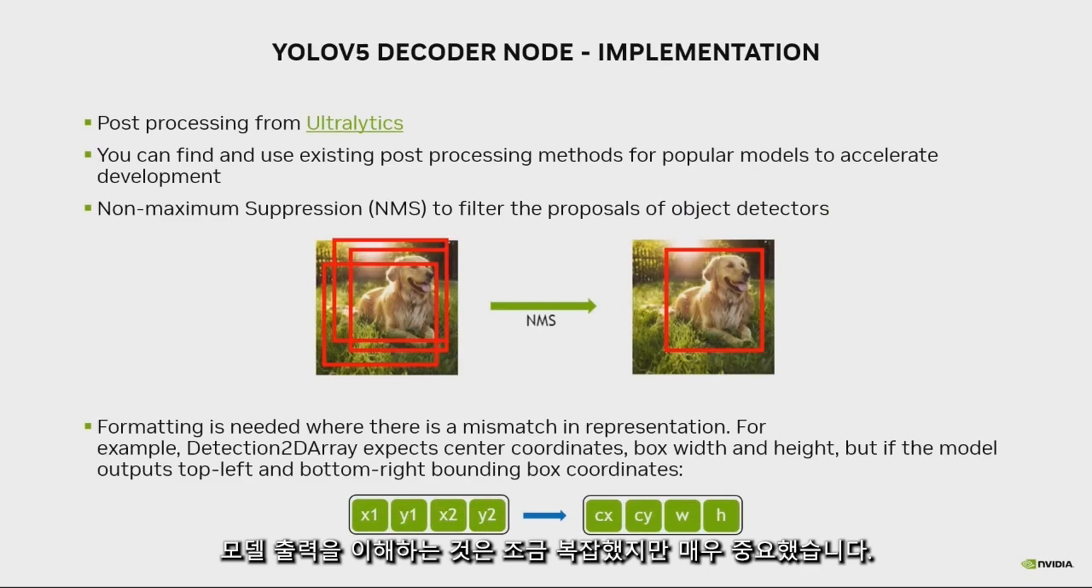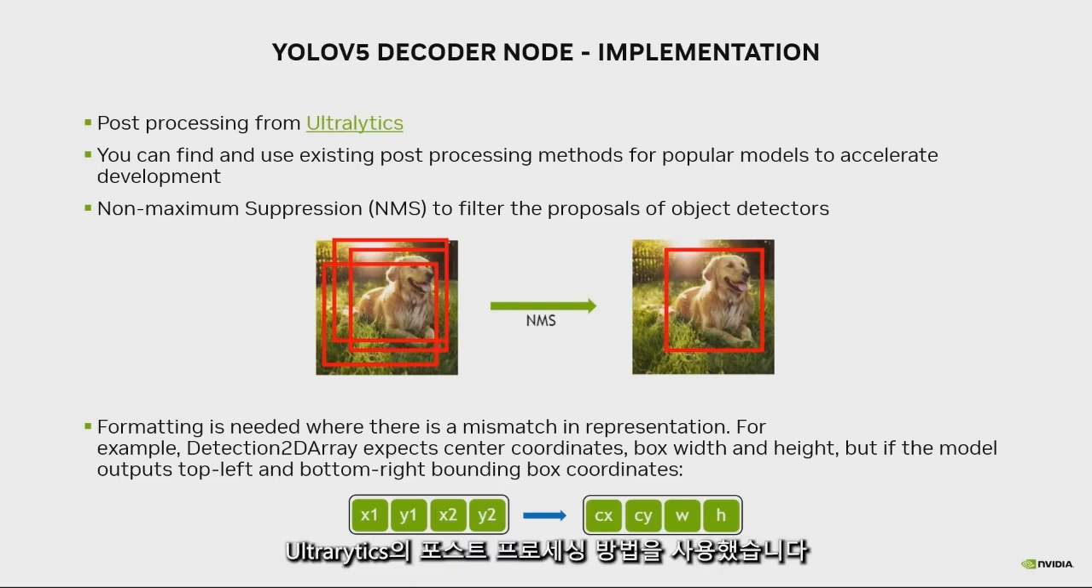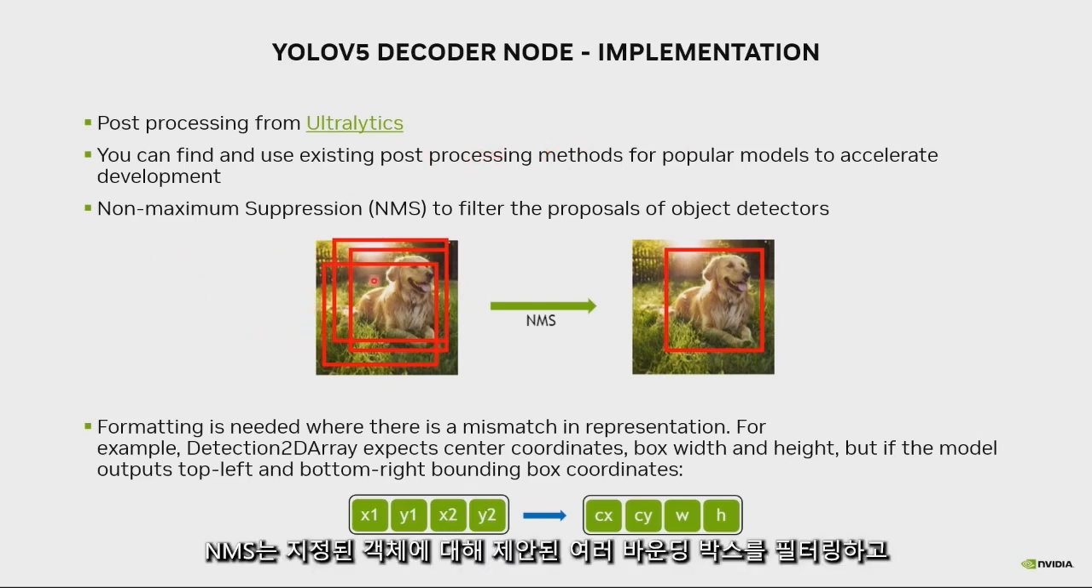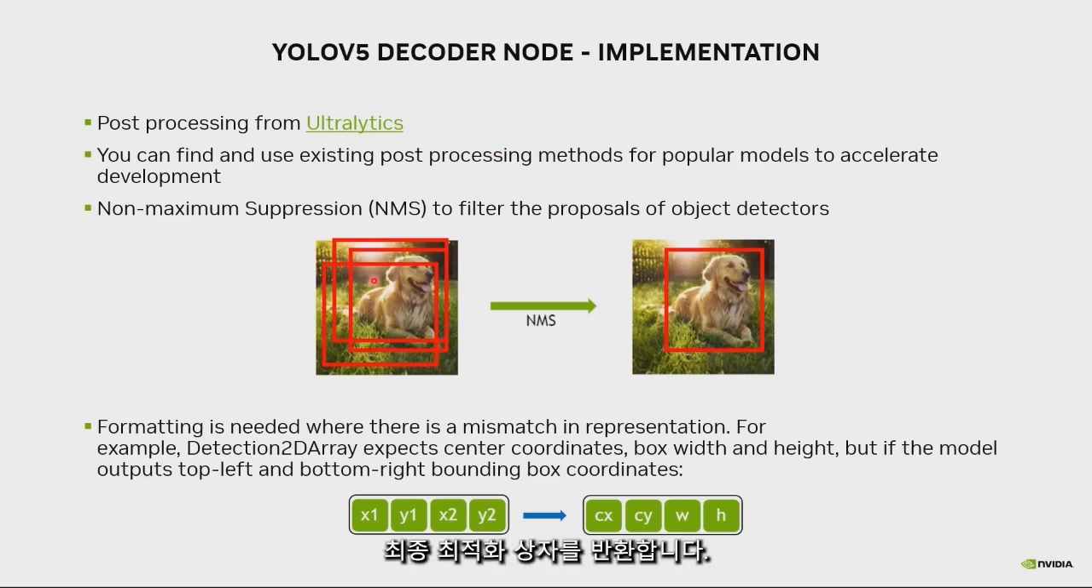Phew, understanding the model output was a little complex, but very important. Luckily, when it comes to implementation, you can find and use existing methods for popular models to speed up the development process. I used some post-processing methods from Ultralytics, most importantly, non-maximum suppression, or NMS. NMS filters through the multiple proposed bounding boxes for a given object and returns the final best fit box.